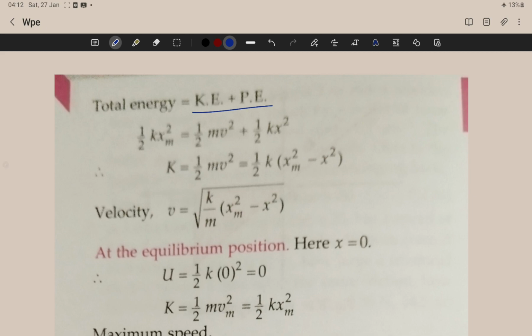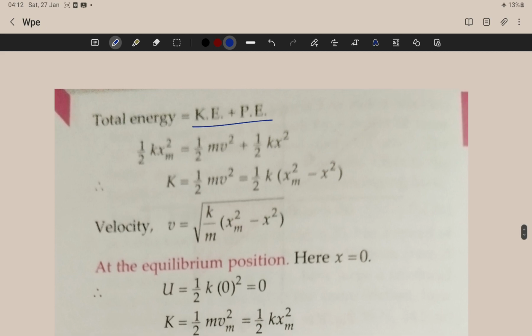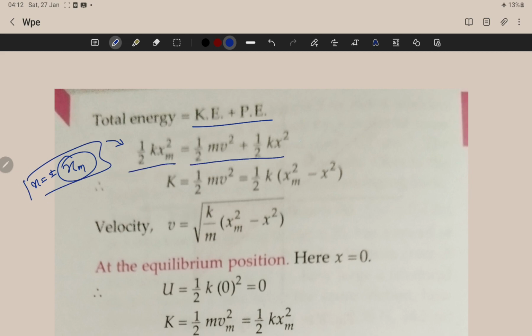We know total energy remains conserved, so we are equating the total energy at the extreme position, x equal to plus or minus xm, with the energy at any position x. At x equal to xm, the total energy is half k xm square, because at the extreme position kinetic energy is zero as the velocity is zero.